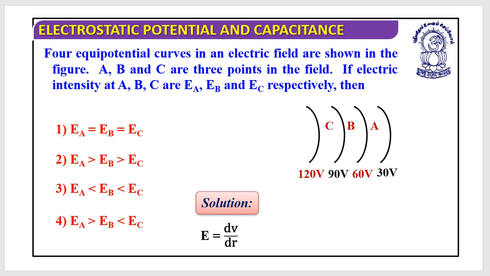What they asked us is that four equipotential curves in an electric field are shown in the figure, and A, B and C are three points in the field. If the electric intensities at A, B, C are EA, EB and EC respectively, then you need to find out which electric field will be higher, which will be lower, and arrange them accordingly. So this is 120 volt, this is 90 volt, this is 60 volt, this is 30 volt. Now how could you get an instinct as to which electric field will be higher, which electric field will be lower?